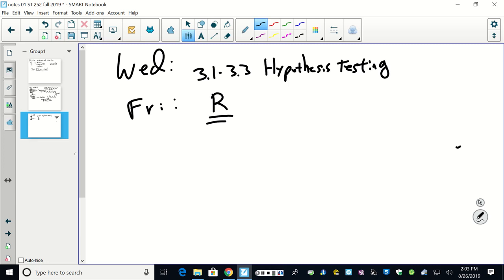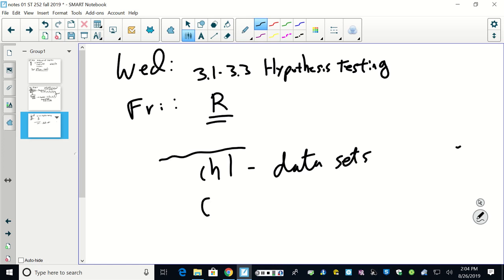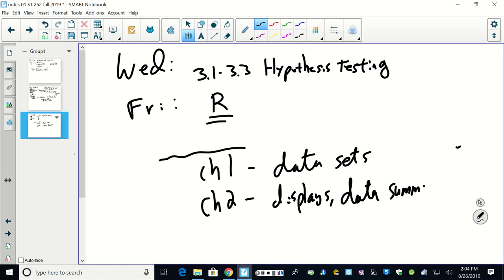The material in chapter 1 gives some interesting descriptions of some data sets that are in the book and some general ideas. Chapter 2 does more with some displays and some data summaries. We will cover this information along the way. Right? That is, these data sets will be referenced in there. So it might be useful to kind of peruse some of the data sets.